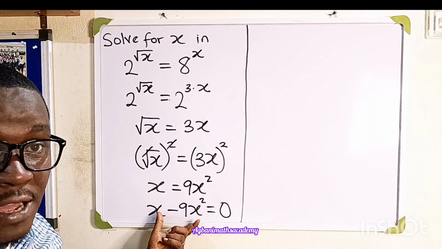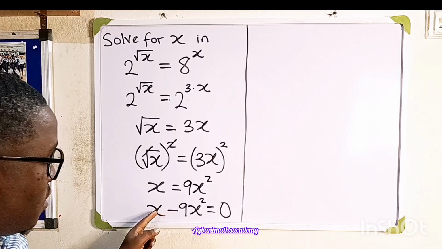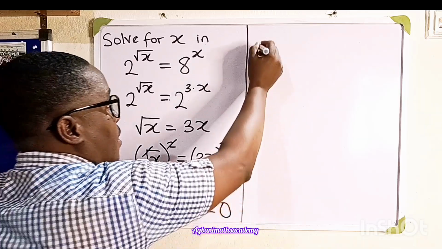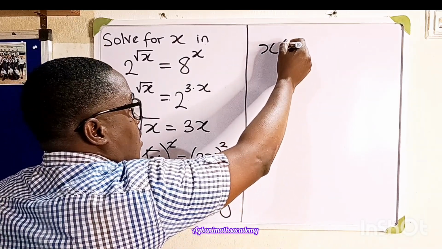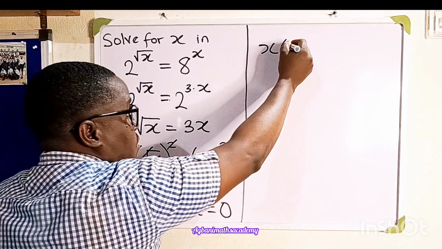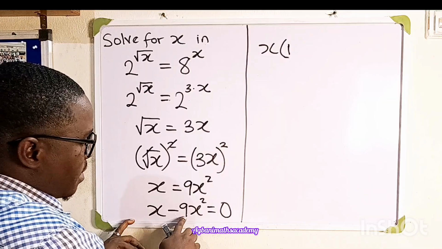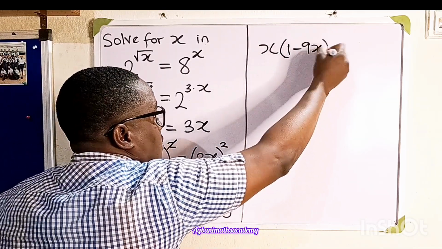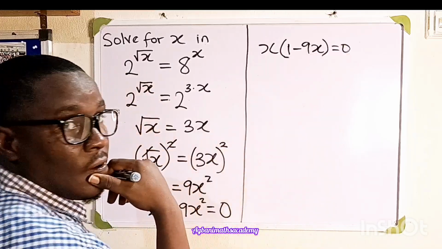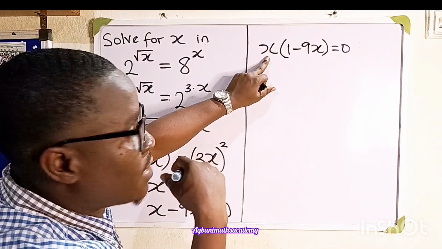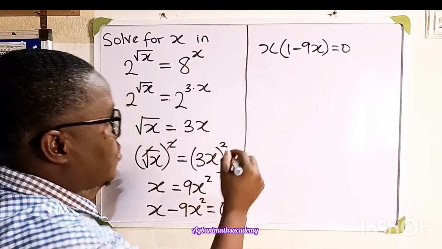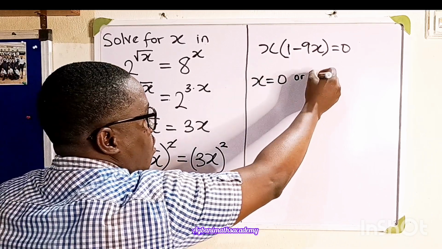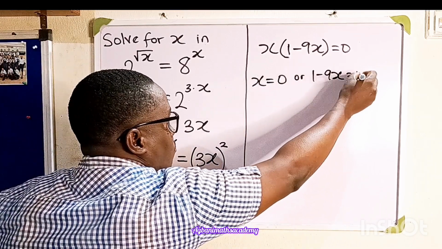Next thing we're going to do is factorize the values on the left. x is here, so x is common. So we have x parenthesis, x divided by x gives you 1, 9x squared divided by x gives you minus 9x, is equal to 0. So this value outside the bracket, we can equate it to 0. So x is equal to 0, or 1 minus 9x is equal to 0.